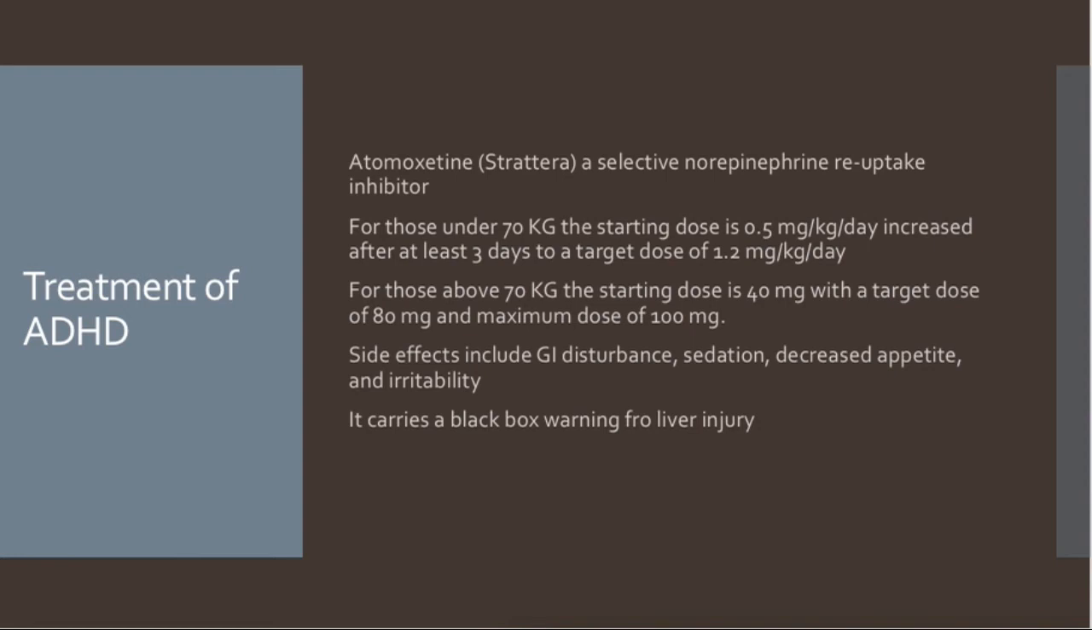Atomoxetine, or Strattera, is a selective norepinephrine reuptake inhibitor, so again works by a different mechanism than your psychostimulants and then your antihypertensives or alpha-2 agonists. For those under 70 kilograms, the starting dose is somewhere around 0.5 milligrams per kilogram per day, and that can be increased after at least 3 days to the target dose of 1.2 milligrams per kilogram per day. And for those above 70 kilograms, the starting dose is 40 milligrams with the target dose of 80 milligrams and a maximum dose of 100. Side effects include GI disturbance, sedation, decreased appetite, and irritability.